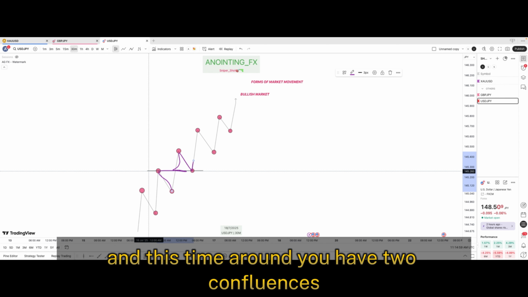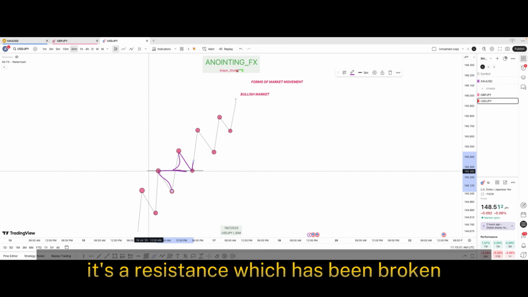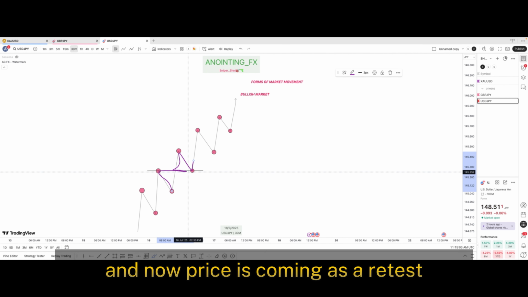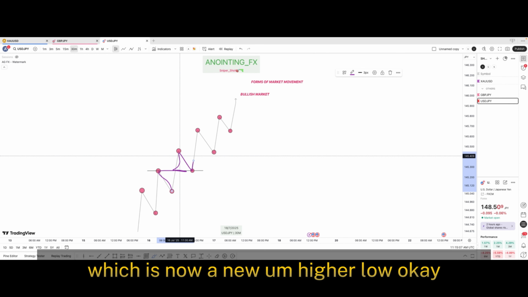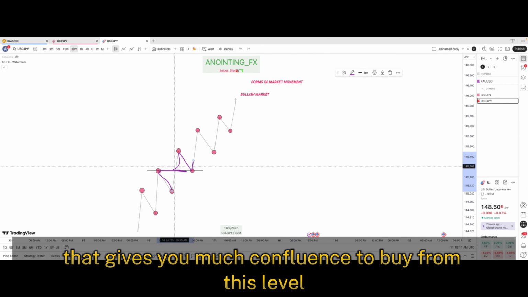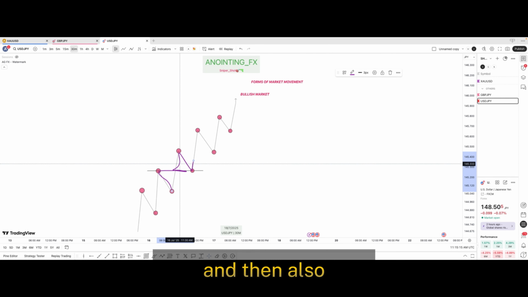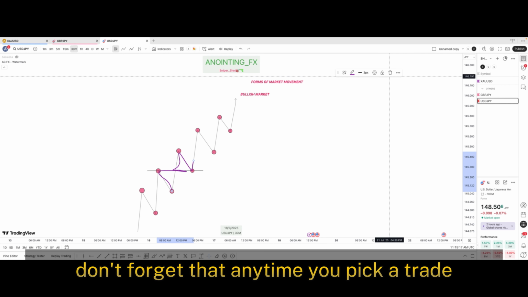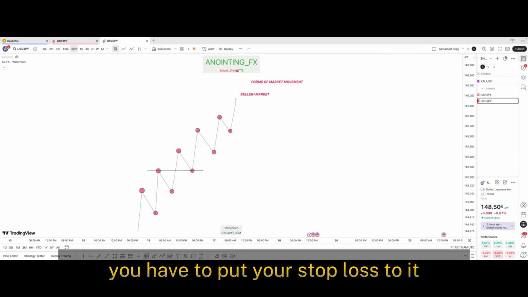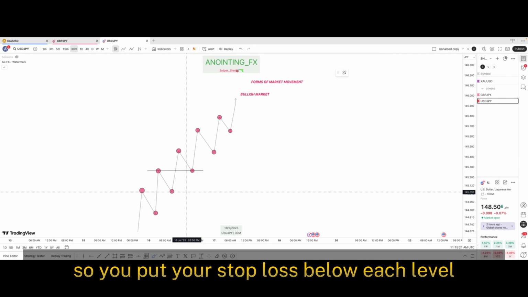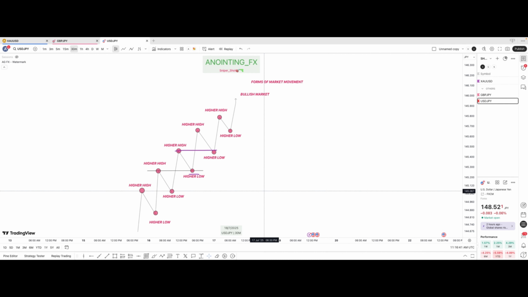And this time around, you have two confluences. It's a resistance which has been broken, and now price is coming as a retest, which is now a new higher low. Okay, so that gives you much confluence to buy from this level. And then also, don't forget that anytime you pick a trade, you have to put your stop loss to it. So you put your stop loss below each level you pick your trade from.